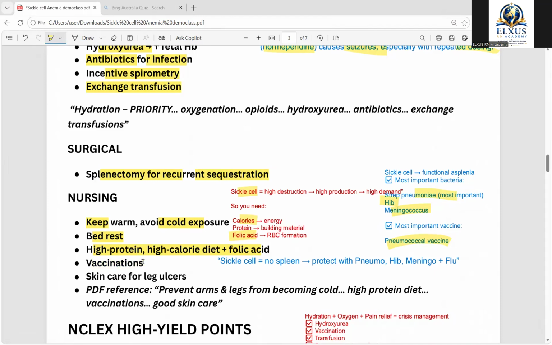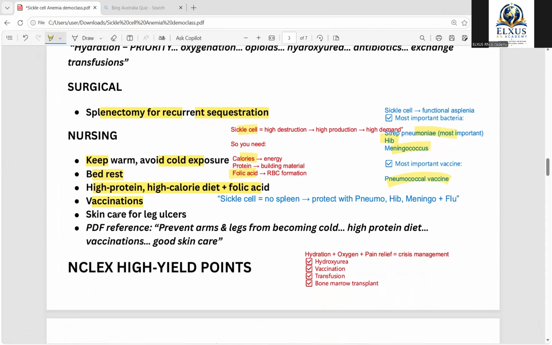And vaccination, mostly Haemophilus influenzae type B, pneumococcal vaccine, and meningococcal vaccine can be administered. And we know skin care is needed because there is a risk of easy bruising of the skin and leg ulcers can occur. So proper skin care needs to be given to the client. Okay, questions can mostly be asked on keeping the body warm and avoiding cold exposure, high protein diet, high calorie, folic acid supplement, good skin care.